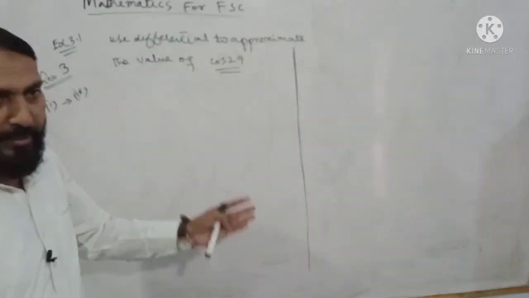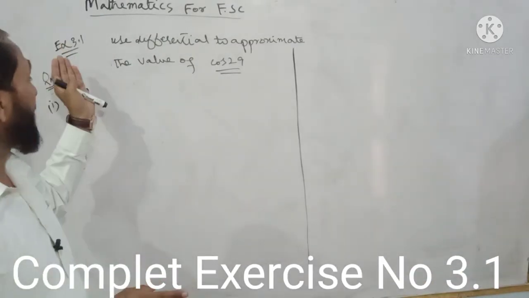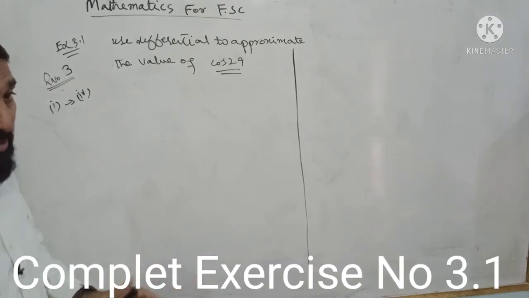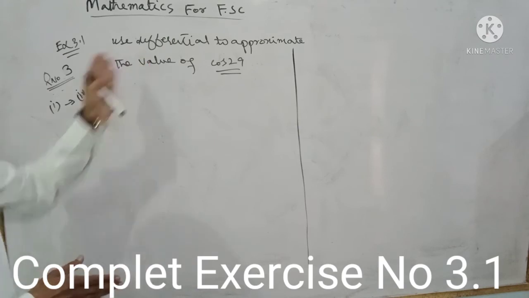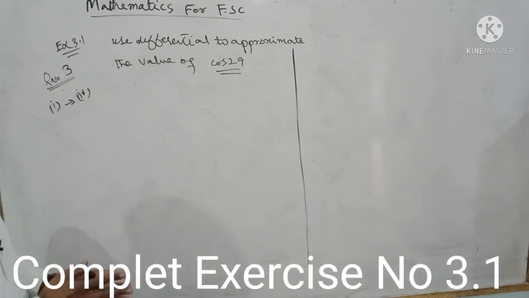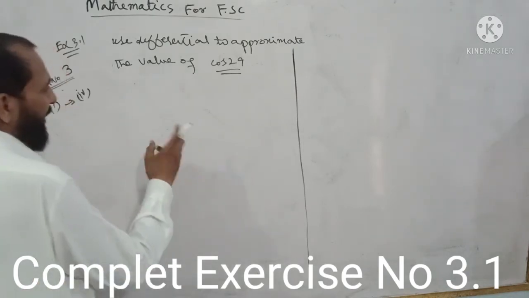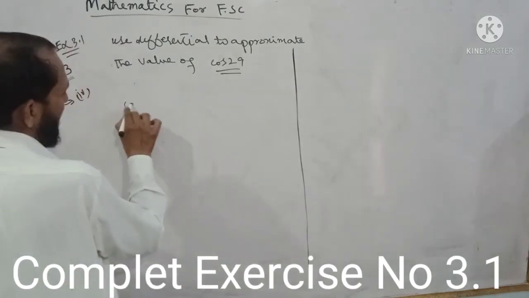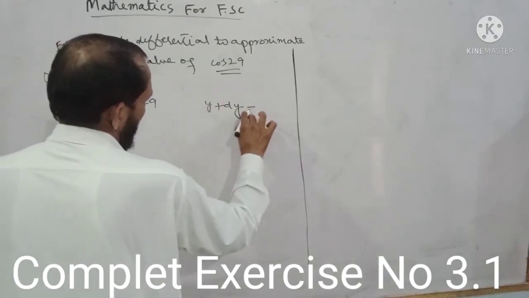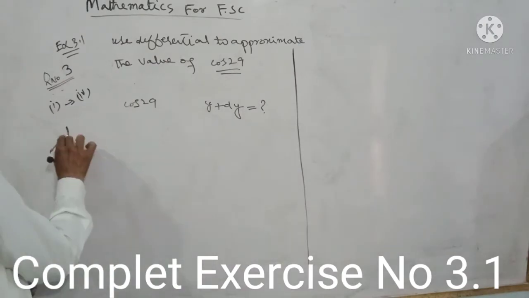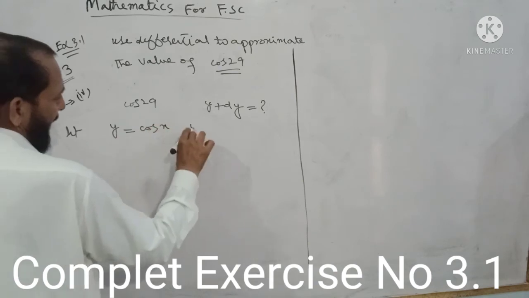Now we have to start the lecture on the daily basis for the mathematics, especially for the second year. And now we have to start chapter number 3, which is integration or antiderivative. We have to start exercise 3.1 and question number 3. Use the differential to find the approximate value of cos 29 degrees. You know that the formula for the approximate value is y plus dy. So we suppose or let y is equal to cos x.